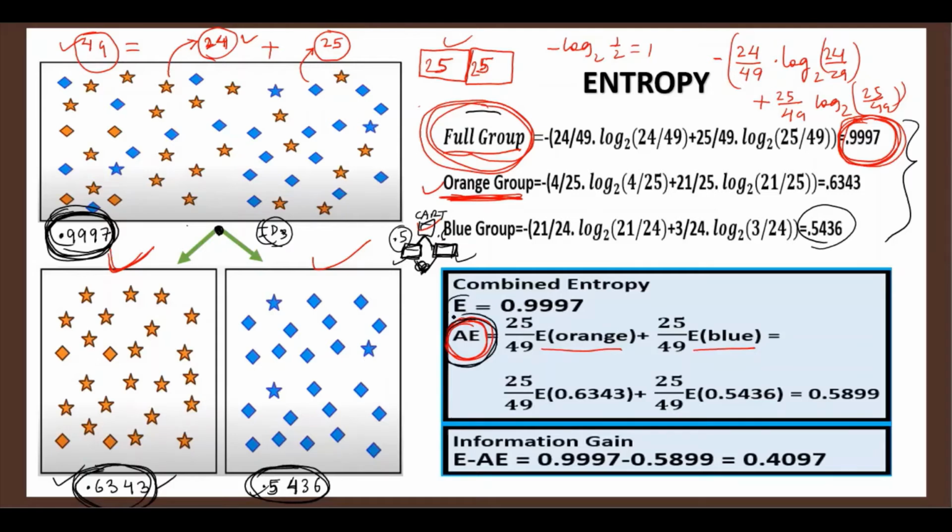The entropy of the whole data set was this one, and the average entropy is the orange entropy here, and then the blue entropy. We already got these numbers, 0.63 only. Why E once again? We already found E, no more E here. And 25 by 49, the weighted average we are taking. So out of 49, we have 25 here, and we have 25 here as well, out of 49, is it?